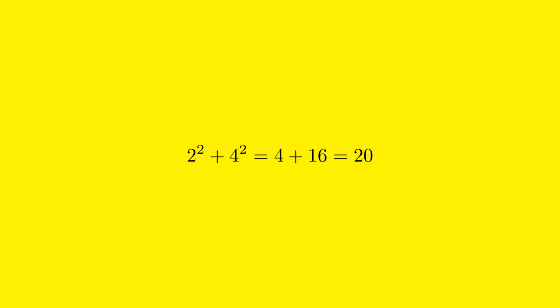Therefore, the simplified form of the integer exponent problem 2 to the power of 2 plus 4 to the power of 2 is 20. This is the final step, and no further simplification is needed.